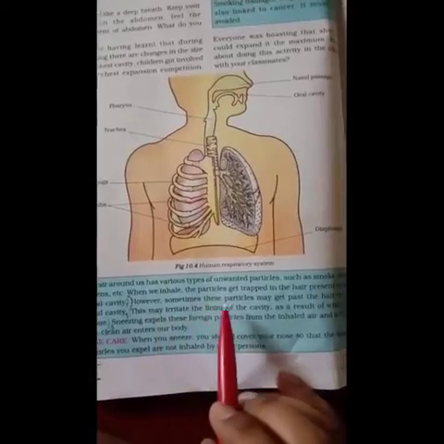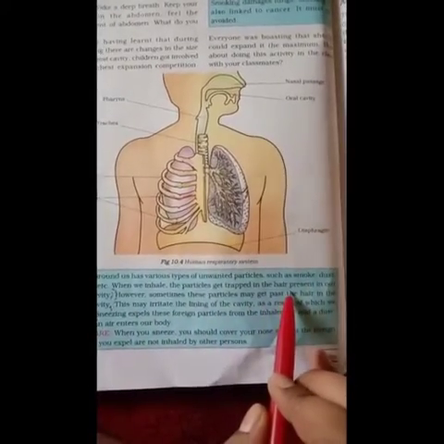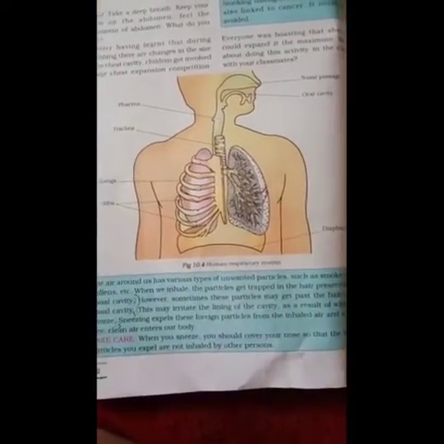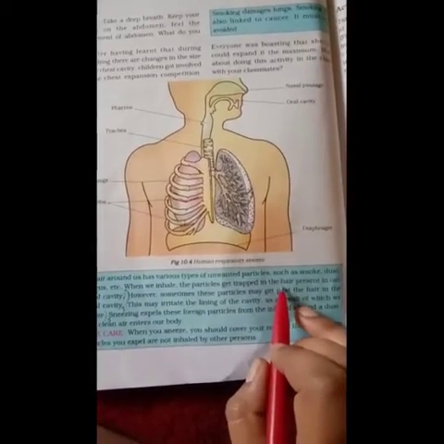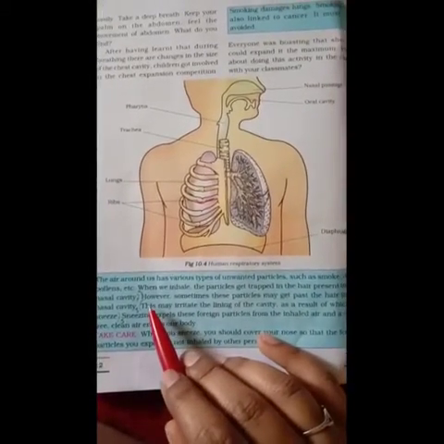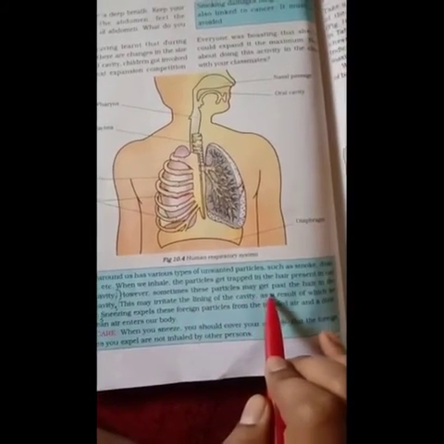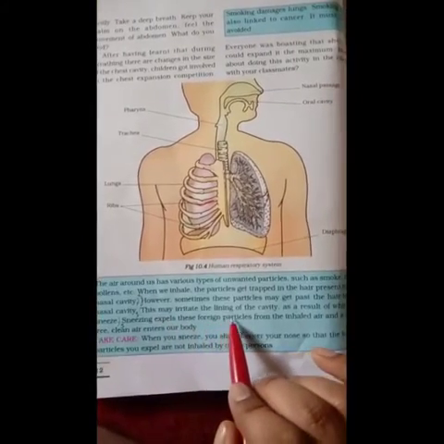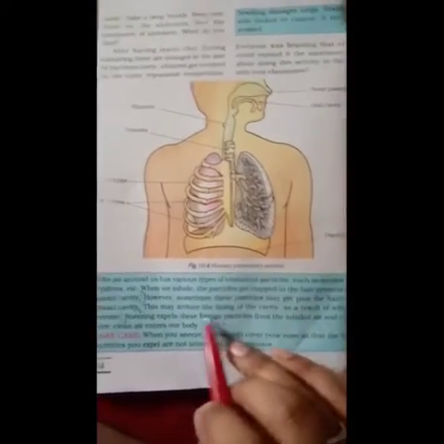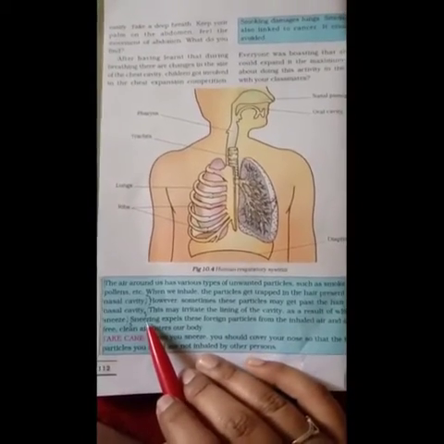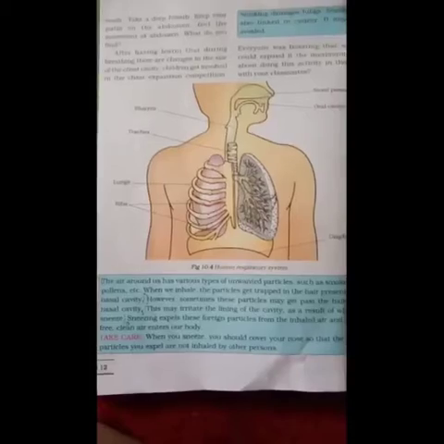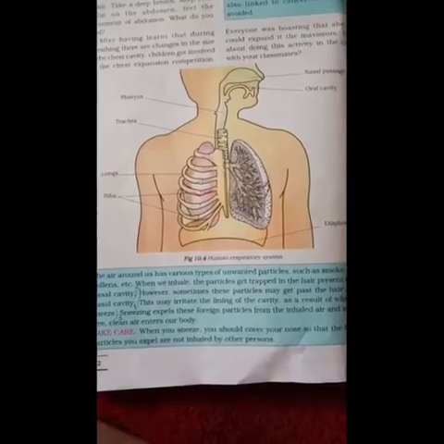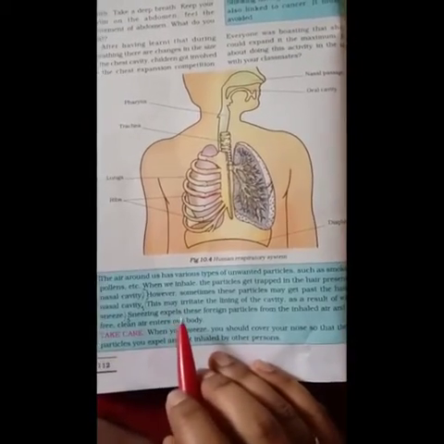So when we inhale, the particles get trapped by the hair present in our nasal cavity. Everybody has hair in the nose, right? That is a protective thing. It is going to trap all the unwanted particles. However, sometimes these particles may get past the hair in the nasal cavity. This may irritate the lining of the cavity, as a result of which we sometimes sneeze. Because there are a few unwanted particles in the hair which get stuck in our nasal part. So the hair is going to trap all those unwanted particles.